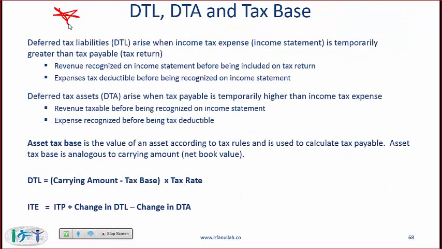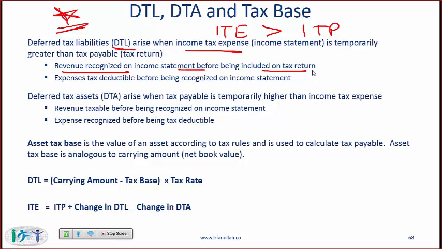This, I would say, is the most important slide from the reading, so make sure you know everything on this slide. Deferred tax liabilities arise when the income tax expense is temporarily greater than income tax payable. And why might this happen? One reason is where the revenue is recognized on the income statement before being included on the tax return. So when can this happen? When we do a credit sale, for example.